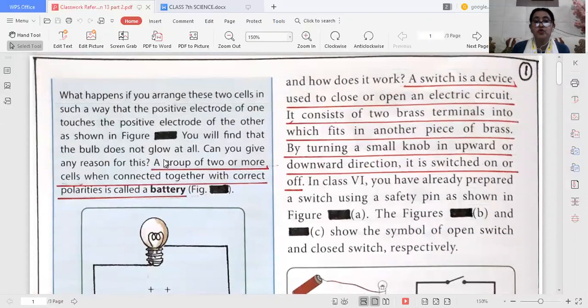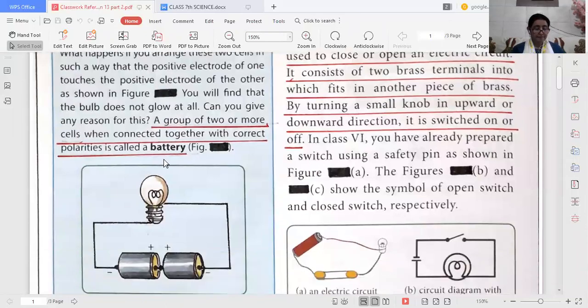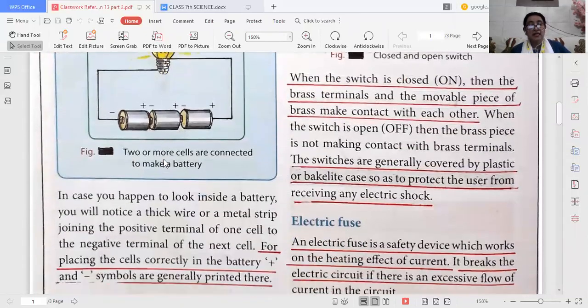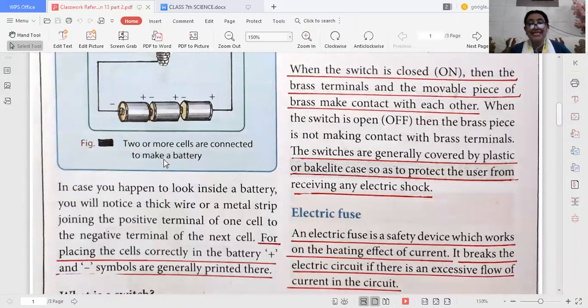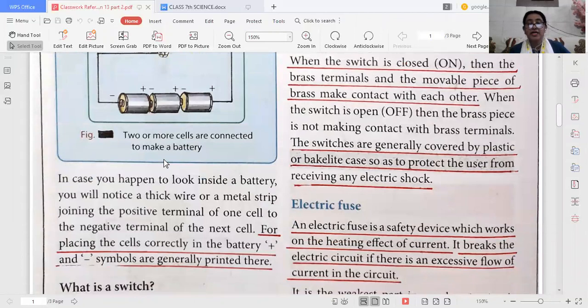A group of two or more cells when connected together with correct polarity. Now you can see here, for placing the cells correctly in a battery, the symbols are given there, one positive and one negative. These symbols are always used when we make this diagram, to show the terminals.